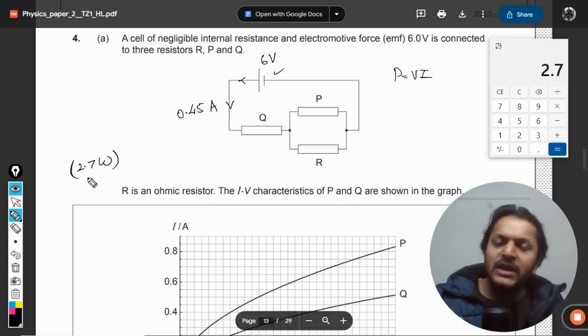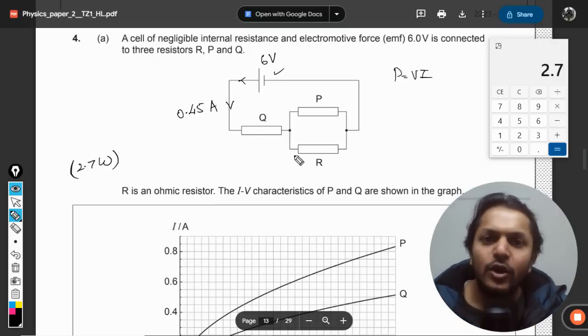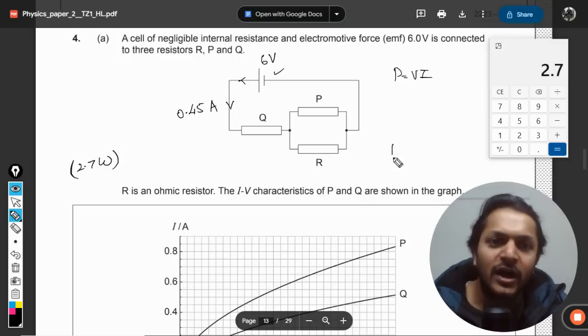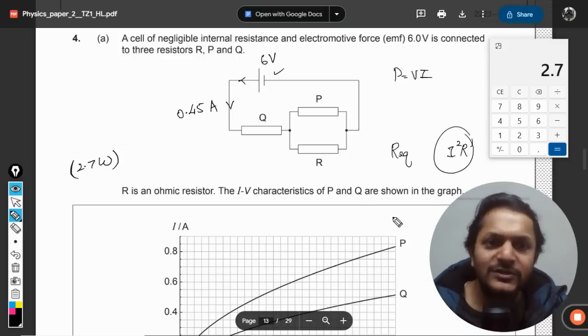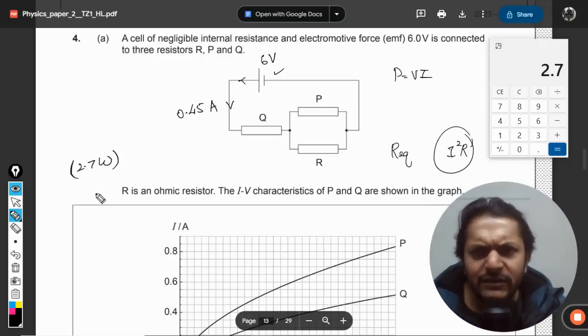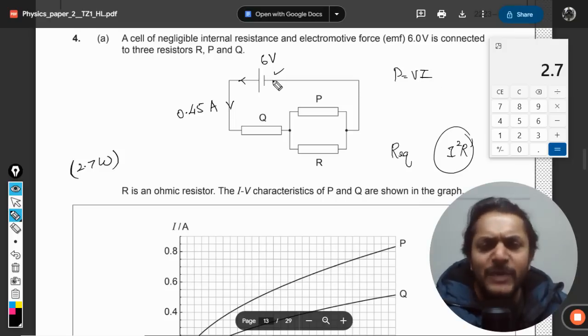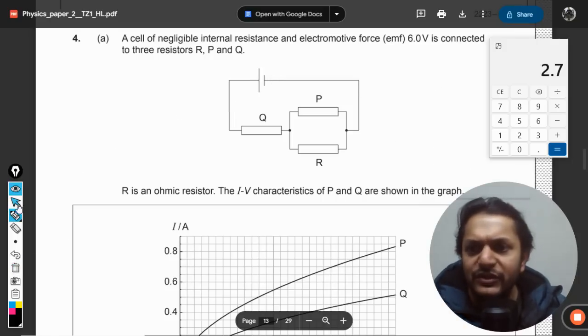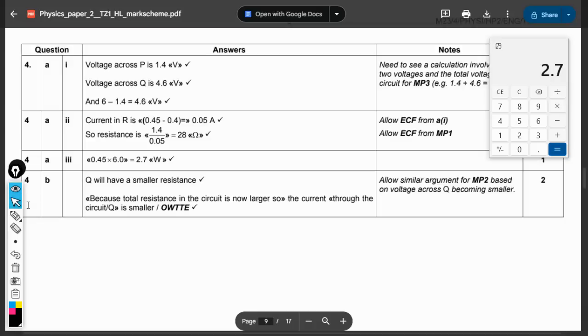The other method is to first find all of the resistances, then you find the R equivalent or R total, and then you apply the formula I squared R to find the total power. So you can use 2.7, like P is equal to VI. It's better if you're concentrating on the battery. So the answer is 2.7.